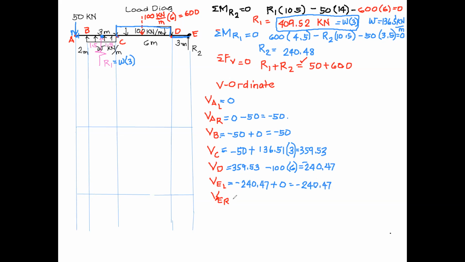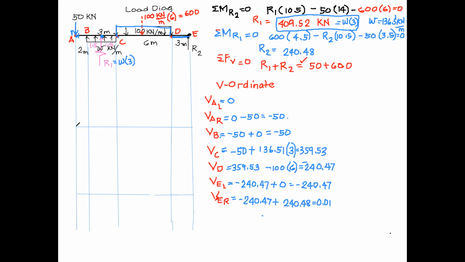Okay. Next, shear at E right. Negative 240.47, plus the R2 of 240.48. Okay, answer. So there is an error of 0.01. Okay, so we can accept it, no? Because 0.01 is very small.